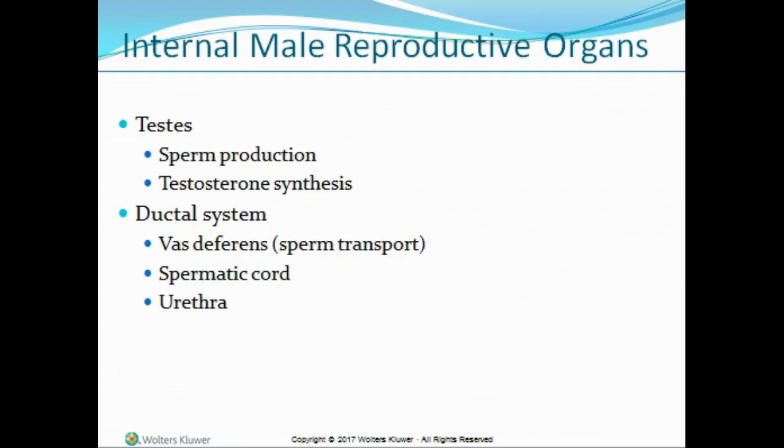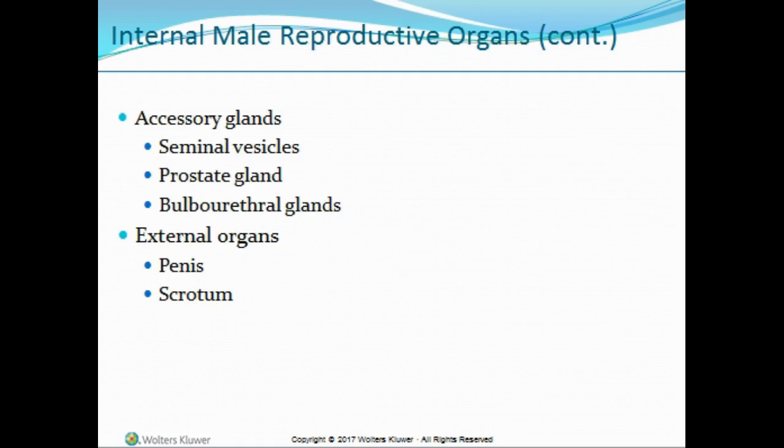Your internal male reproductive organs include your testes, which are for sperm production and testosterone synthesis. Then you have your ductal system, which includes the vas deferens, the spermatic cord, and the urethra. Other internal male reproductive organs are your accessory glands, such as your seminal vesicles, your prostate gland, the bulbourethral glands. The external organs, again, the penis and the scrotum.